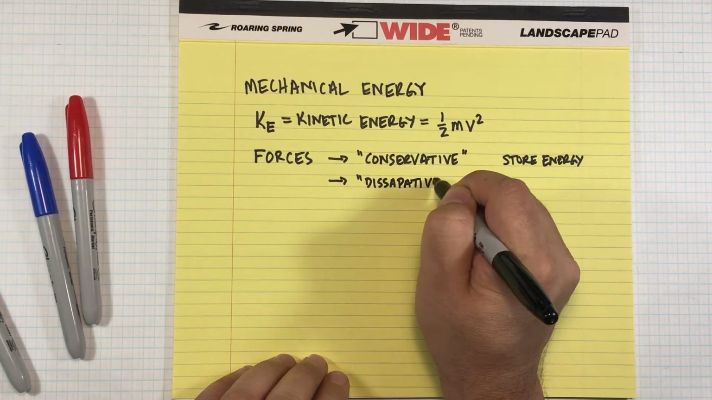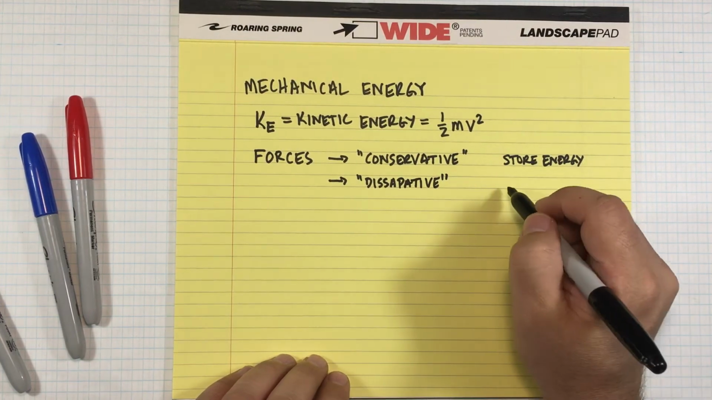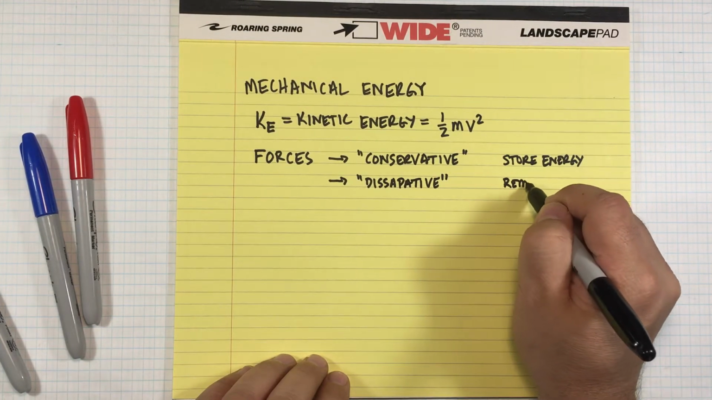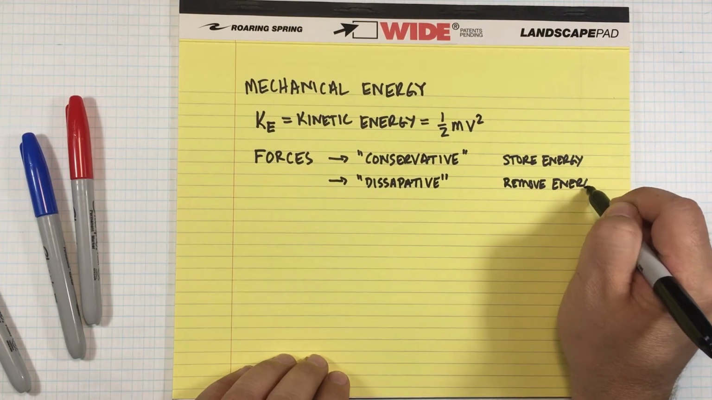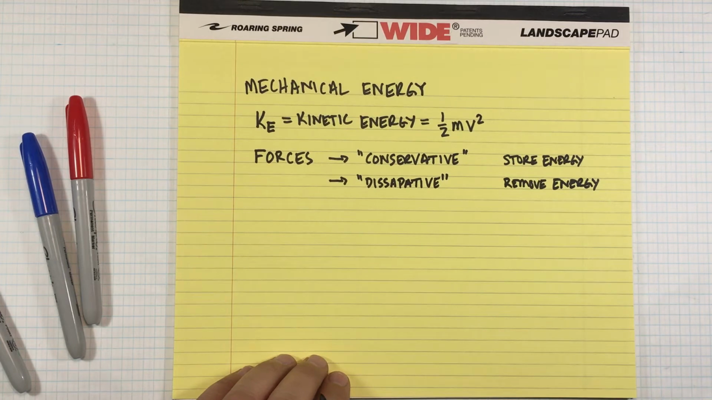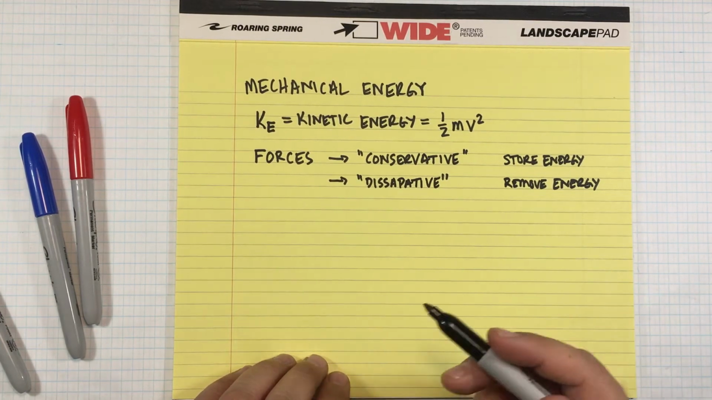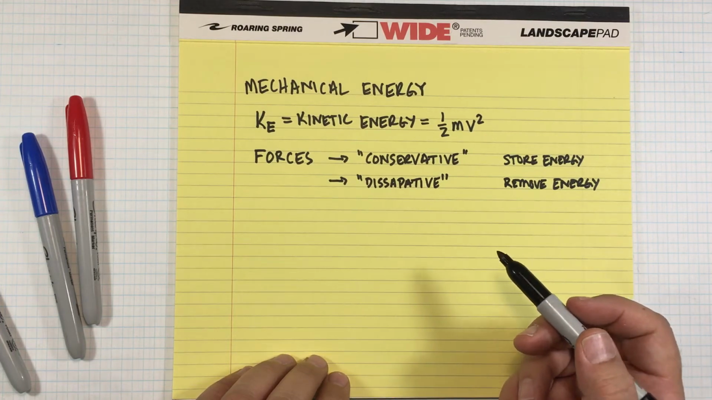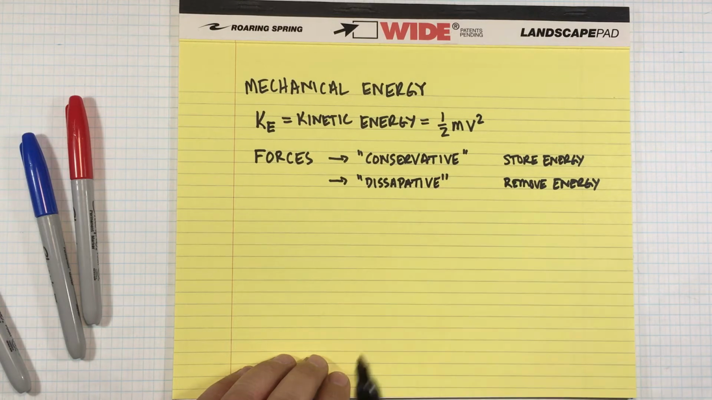Dissipative forces also can change the energy of a system, but all they really do is remove energy. So if you exert them on a system, the energy is not maintained, it's lost, it's not stored in any way. The classic example of a conservative force is gravity, which we've been discussing, and the classic example of a dissipative force is friction, which we'll talk about here in a moment.